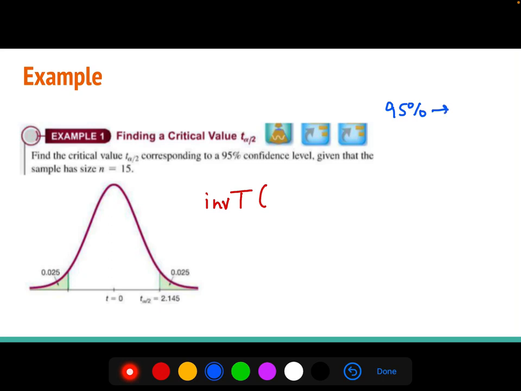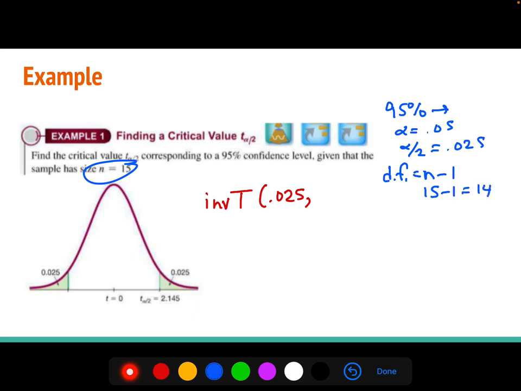95% corresponds to alpha is 0.05, so alpha over 2 must be 0.025, okay? So I'll put my area in there, 0.025, comma, my degrees of freedom. Now my degrees of freedom are n minus 1, and n is 15, so 15 minus 1 is 14. So this tells me in the calculator that it's 2.145. And that is, again, my critical value, which is t alpha over 2.